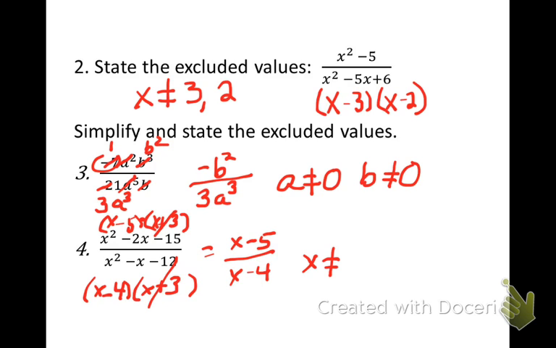We must list our restrictions, so again we get those from the denominator. First factor x minus 4, so x cannot be 4. X plus 3, x cannot be negative 3. And even though it got canceled out, you still need to include it as part of your answer.